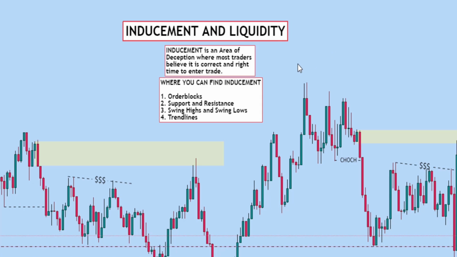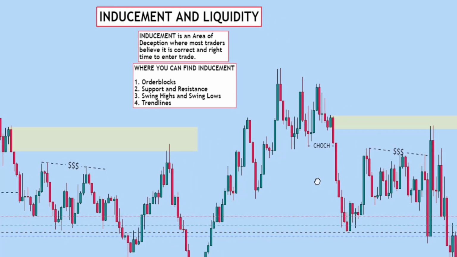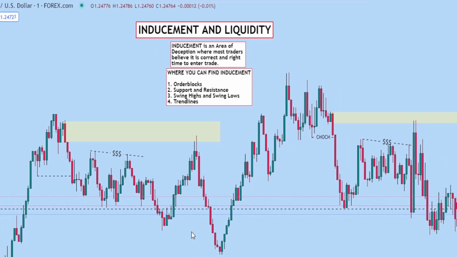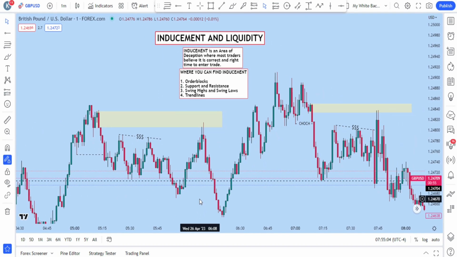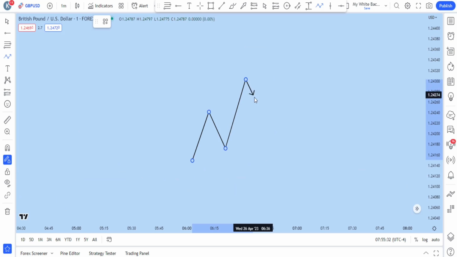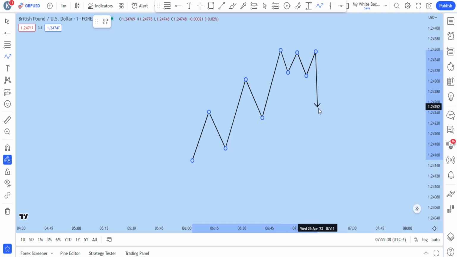Now, inducement is basically a deceptive area where most traders believe it is the right time to take a trade, and then all of a sudden after you've entered the trade, you find out that you get stopped out. So these are areas we can find on our chart time and again. They happen and they get repeated every time price creates something like this. Okay, now this is an example of what inducement basically means.